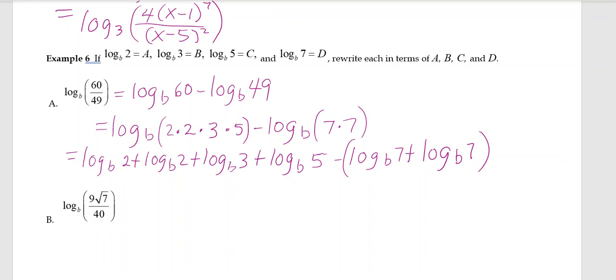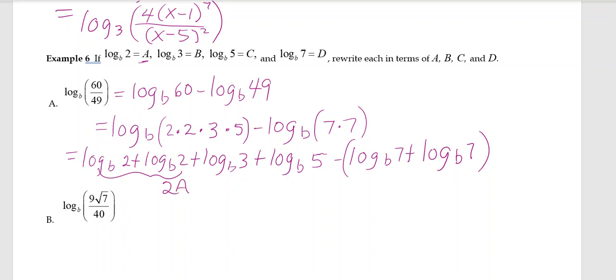Actually, I take that back. I'm not going to use a quotient. I'm not trying to condense this. I'm trying to get it in terms of A, B, C, and D. So let's see what I've got here. Log base b of 2 equals A, and I've got 2 of those. So that's going to give me 2A.